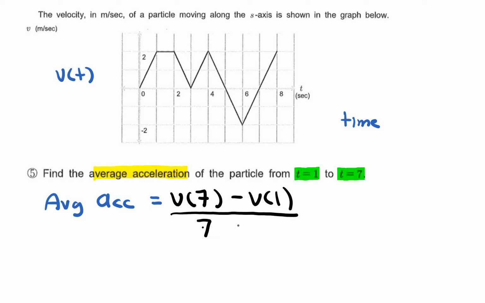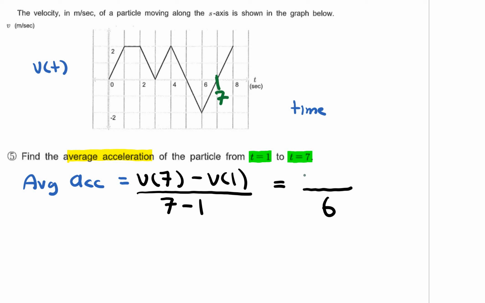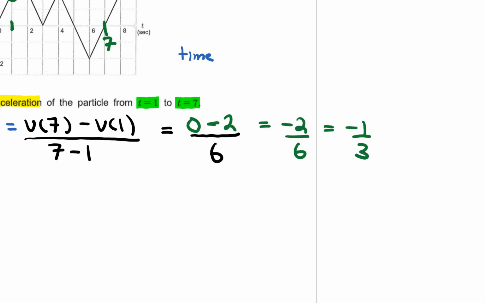Okay, so the denominator is a little bit easier to calculate. 7 minus 1 is going to be 6. All right, so when you're at 7 seconds, the height is going to be 0. That was one of the times when you're not moving. And when t equals 1, the height is going to be 2, right? So 0 minus 2 is going to be negative 2 divided by 6. And this is going to be equal to negative 1 over 3. And the units for acceleration is meters per second squared.